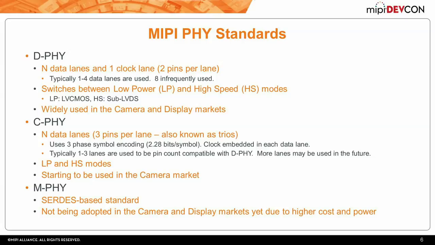Historically, the M-PHY came after that, and was targeted for higher data rates. It's more of a standard PHY in that the clock is embedded, you have full CDR, and you have a minimum configuration of one transmit lane, one receive lane. It was also targeted for displays, for cameras, although that adoption has not happened as rapidly as most people expected.